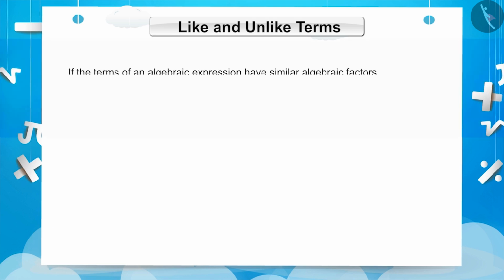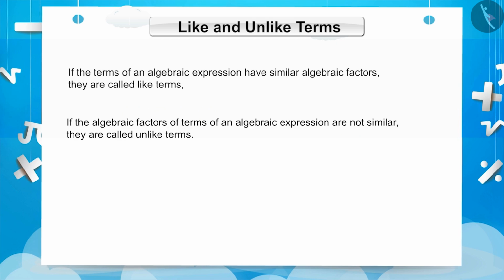Similarly, if the algebraic factors of the terms of any algebraic expression are the same, then they are called like terms. And if the algebraic factors of these terms are different, then they are called unlike terms.